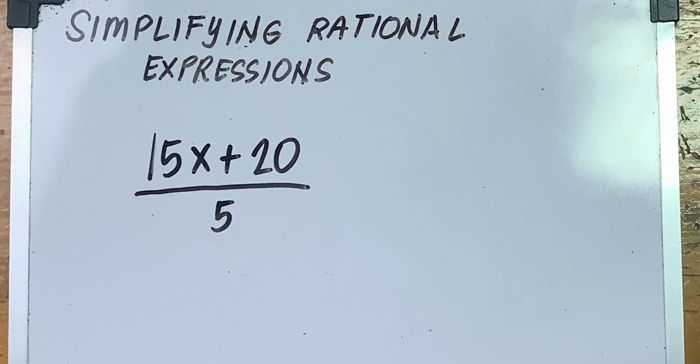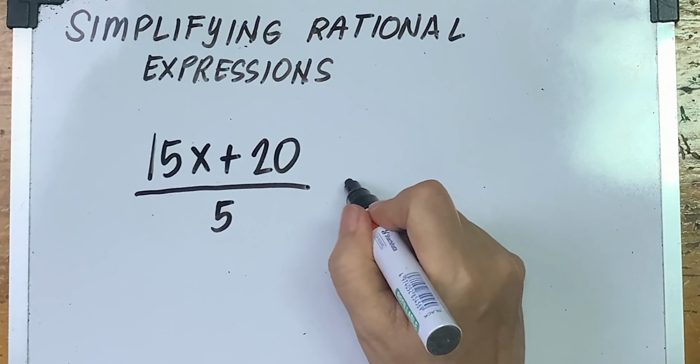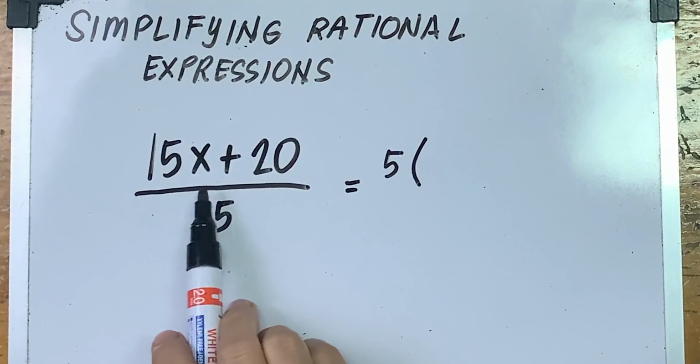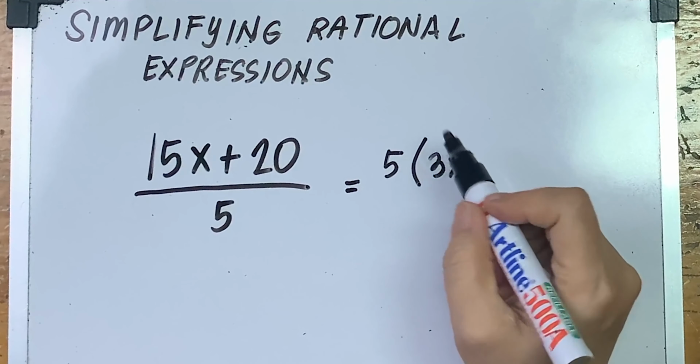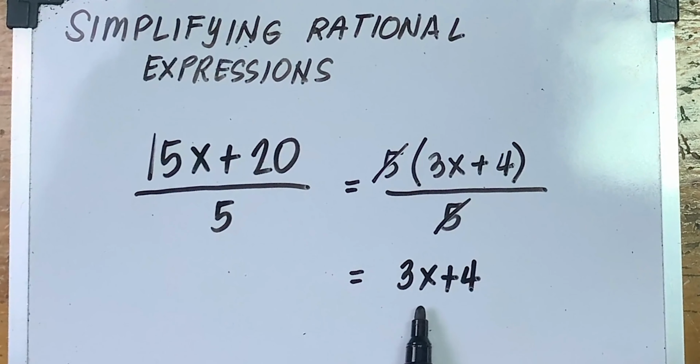Another example, 15x plus 20 over 5. First, let's factor the numerator. Let's get the greatest common factor. The greatest common factor there is 5. We bring out 5, and 15x divided by 5 will give us 3x, plus 20 divided by 5 gives us 4, over 5. And since 5 is both in the numerator and denominator, we can cancel them and our final answer will be 3x plus 4. Here, x has no restriction because we can assign any values for x.